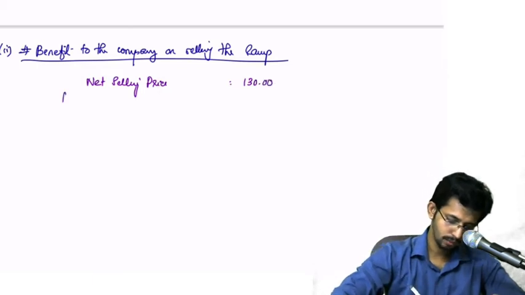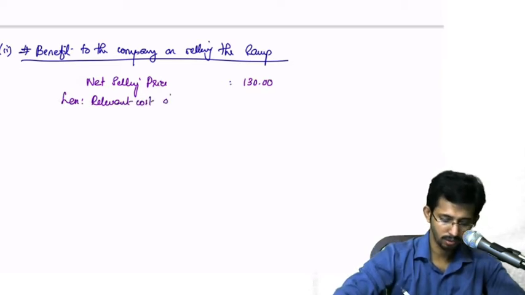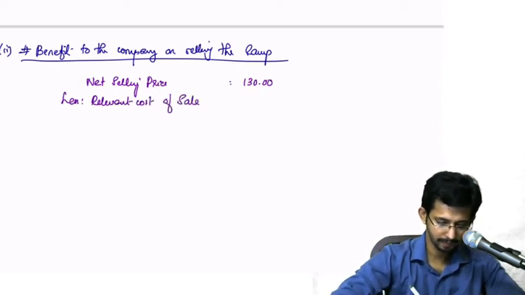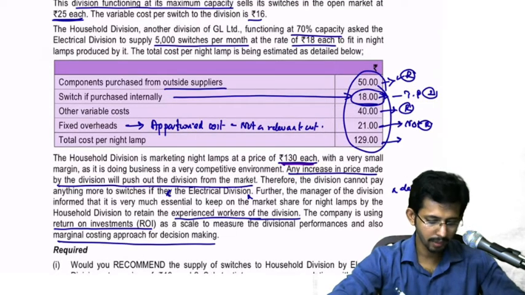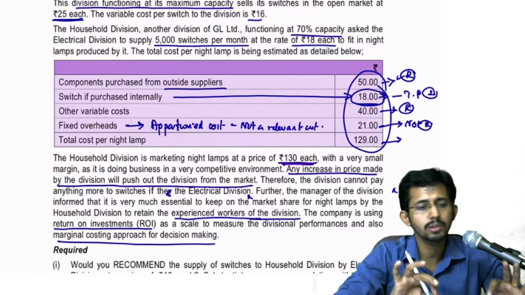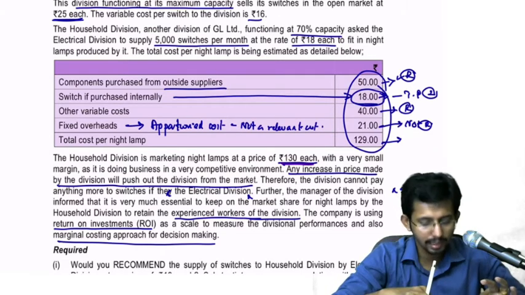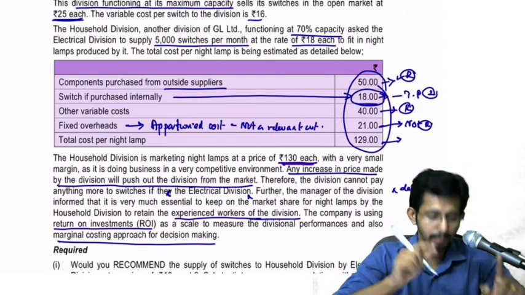Okay, now less relevant cost of sale. Which all are the relevant cost of sale? Components purchased from outside suppliers. Is it a relevant cost? Yes, it is a relevant cost. Why is it a relevant cost? It will be incurred only if the product is sold.